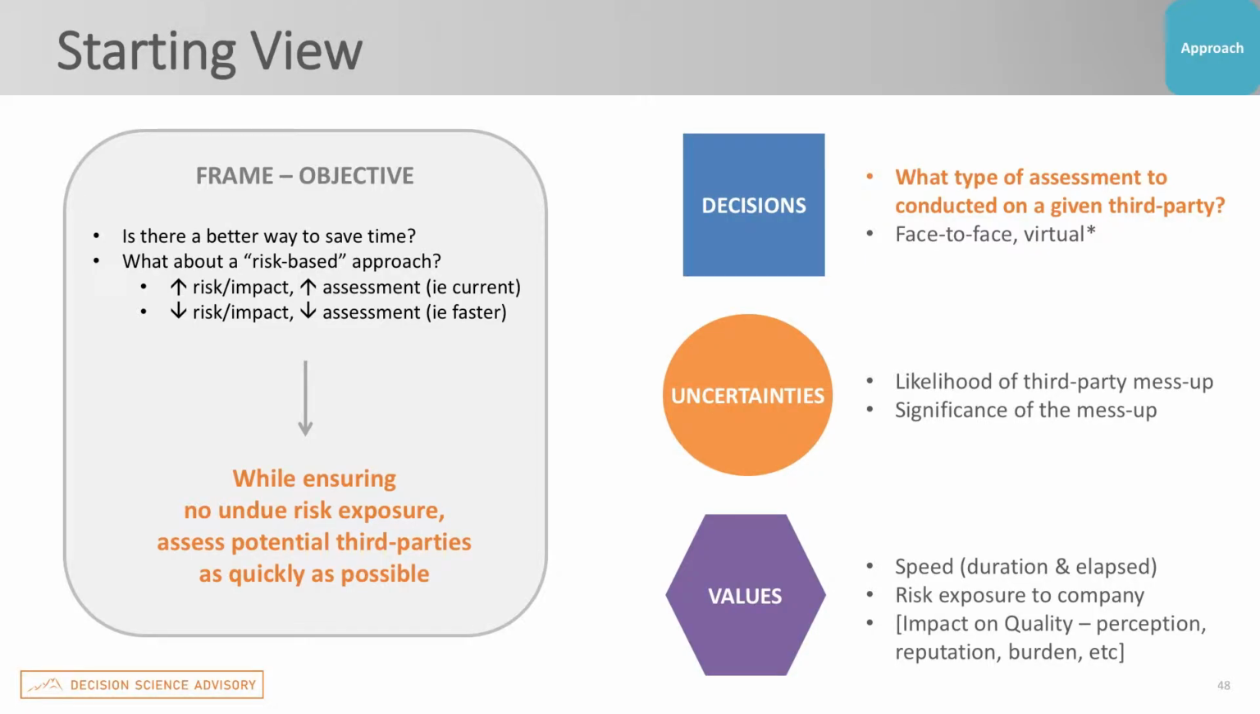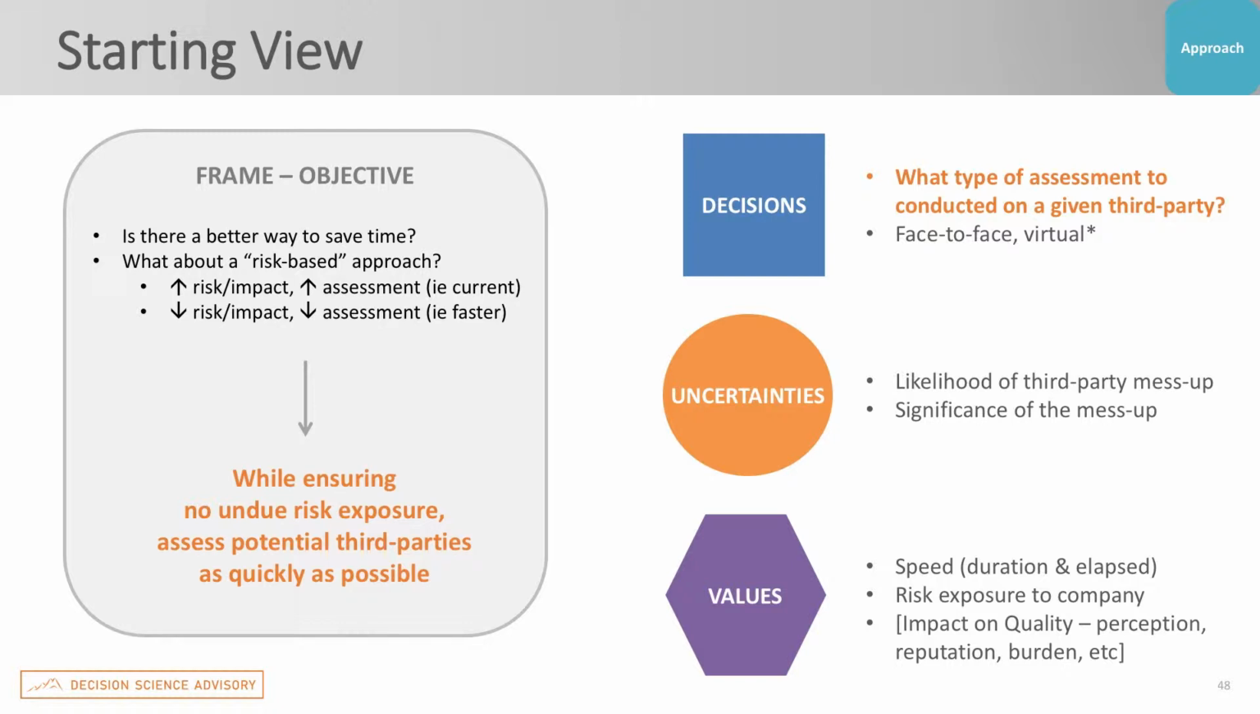That started with me trying to distill and define what the main objective was. It's the sentence there in orange at the bottom. Essentially, while ensuring no undue risk exposure to the company, we wanted to assess potential third parties as quickly as possible. You'll see at the bottom right across to that values piece, that was kind of the key trade-off: the speed by which these got assessed versus the risk exposure that the company was getting into. The decision in all of this was essentially what type of assessment to do on a proposed third party.